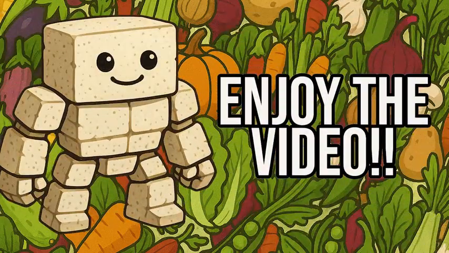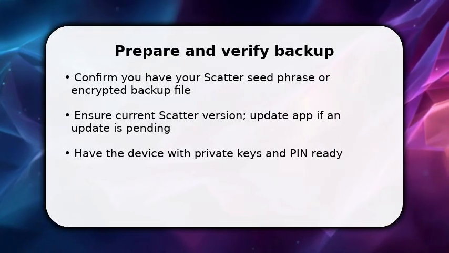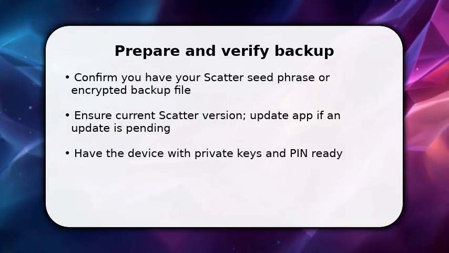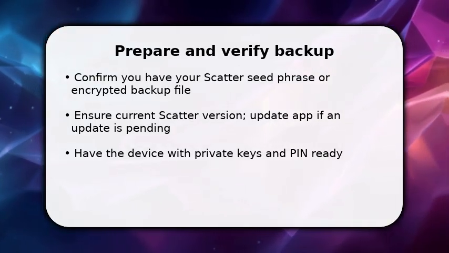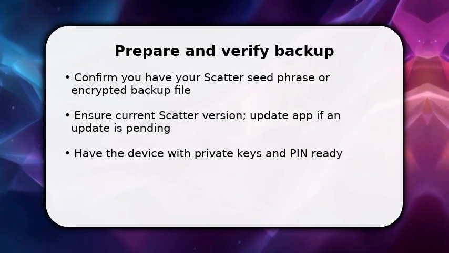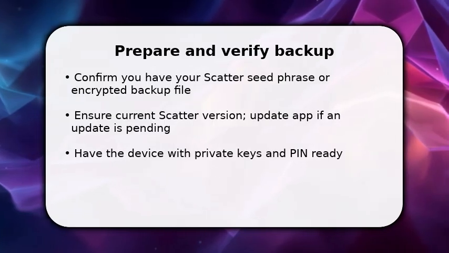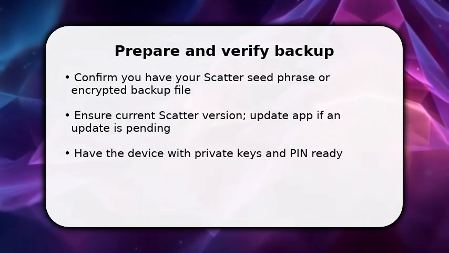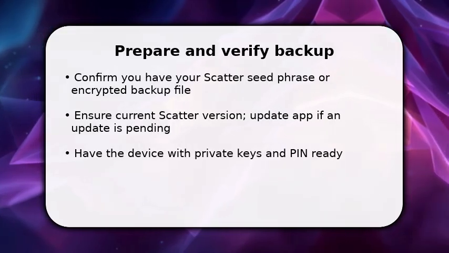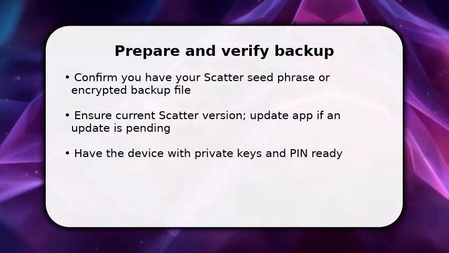Please enjoy the video. You start by confirming the one true backup, your Scatter seed phrase or the encrypted export file. Once done, make sure Scatter is updated to the latest stable release. This prevents restoration bugs. You should also verify the device where you'll restore, phone or desktop, has secure network access and a fresh OS session.